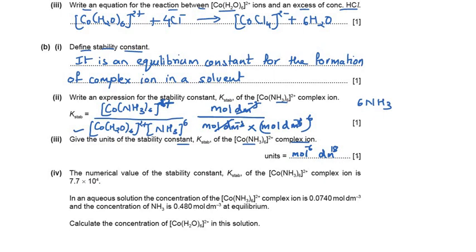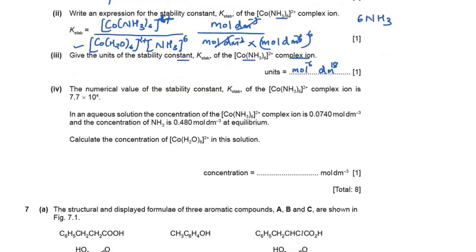Now the numerical value for the stability constant of this ammonia complex ion is 7.7 into 10 power minus 4. Sorry, not minus 4, it's plus 4. And in an aqueous solution the concentration of cobalt ammonia complex ion is 0.0740 moles per dm cube, and the concentration of ammonia is 0.480 moles per dm cube at equilibrium. Calculate the concentration of cobalt water complex in this solution.